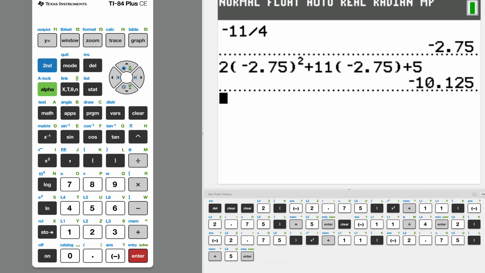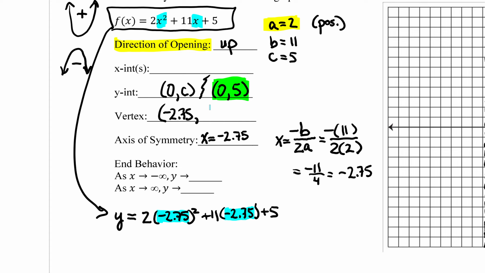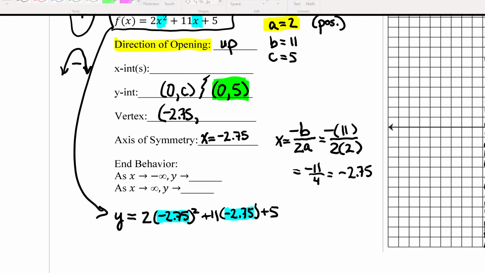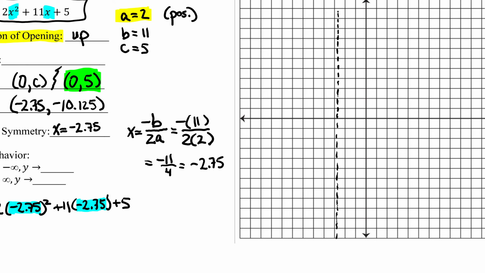And then we'll plug that in over here. So I got negative 10.125. And that's between negative 10 and negative 11, but it's going to be closer to negative 10. So I'm just going to count down here. 1, 2, 3, 4, 5, 6, 7, 8, 9, 10. And then it's just going to be slightly below that. That's my vertex.